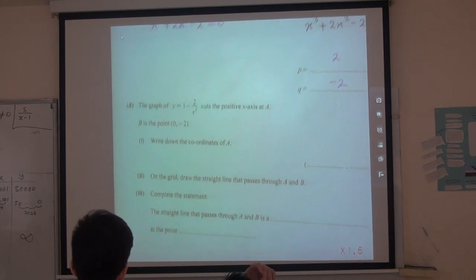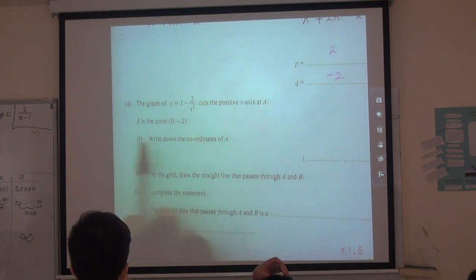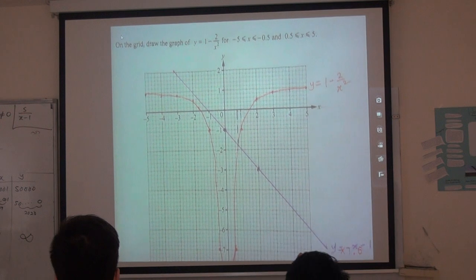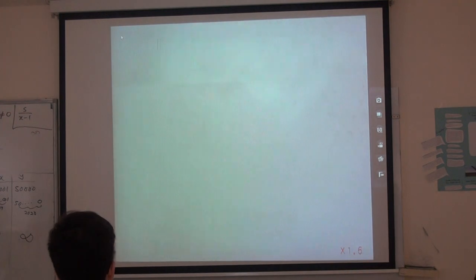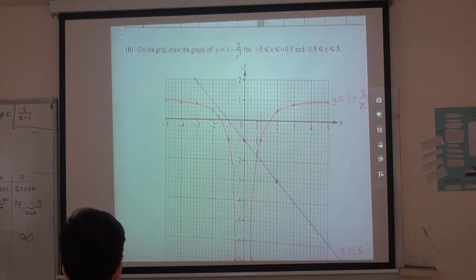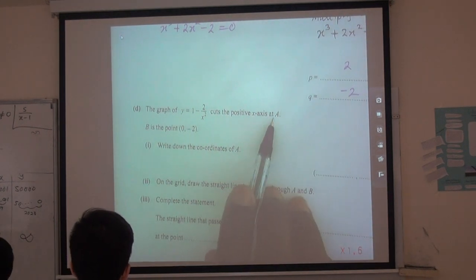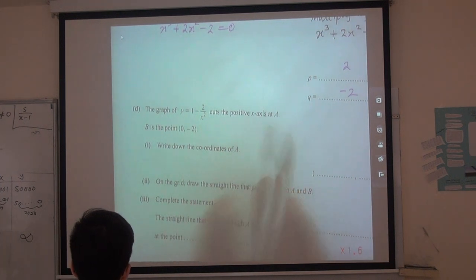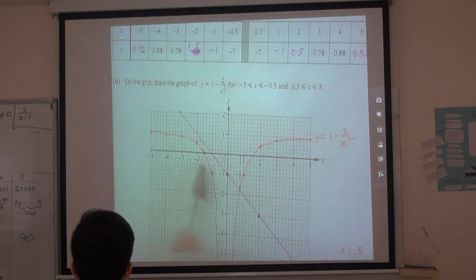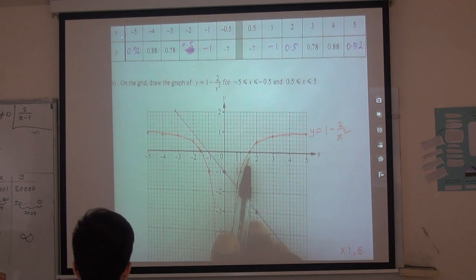Now the next question: the graph cuts the positive x-axis at A and B is at the point 0, minus 2. So let's go back to the graph. B is the point (0, minus 2). So at positive x, we have A. Let's see. This is your A. Can you see that? Oh, no. Positive x. Apologies. Positive x is here. Can you see that? So what is that? A.